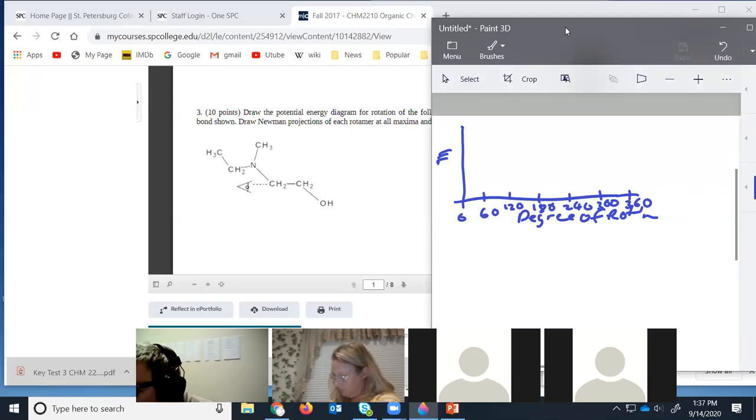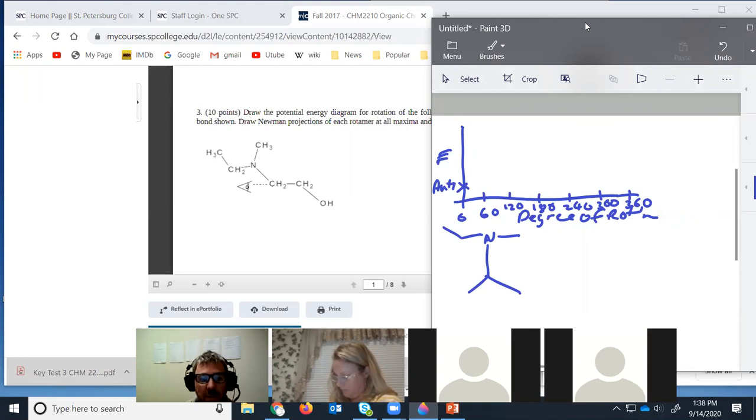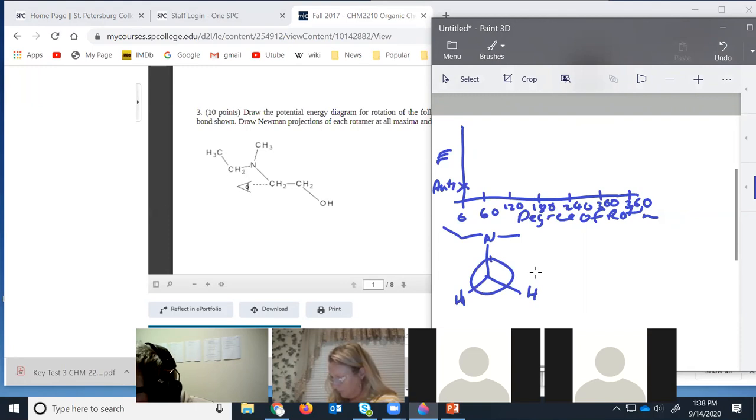The first one we're going to draw will be the anti, which I'm going to purposely draw a little bit up from the x-axis, so it's not implied that it's zero. And I'm going to call that anti. And anti is going to look like this. I'm looking at the front, where the eye is, and you'll see that above it, it's connected to an N. And that N is connected to a C, which is connected to an ethyl. So you'll have a methyl and an ethyl connected to that N. And on the bottom here, we have the two hydrogens. Does anybody have any questions about that interpretation of what I'm seeing here?